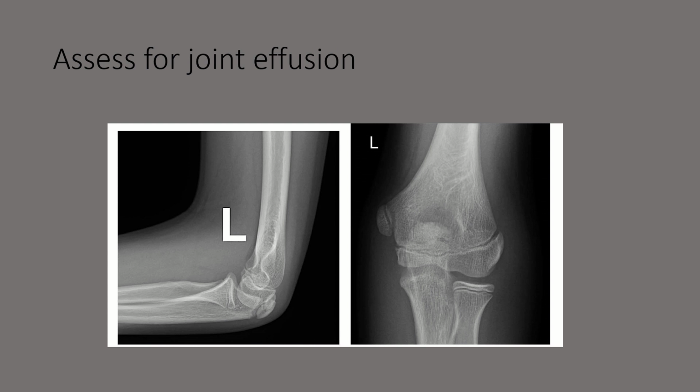Next, assess for joint effusion. This slide demonstrates normal frontal and lateral views of an elbow. Note on the lateral view, there's a small anterior fat pad along the elbow, which is normal.